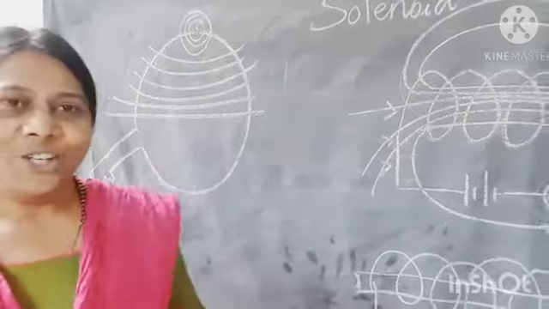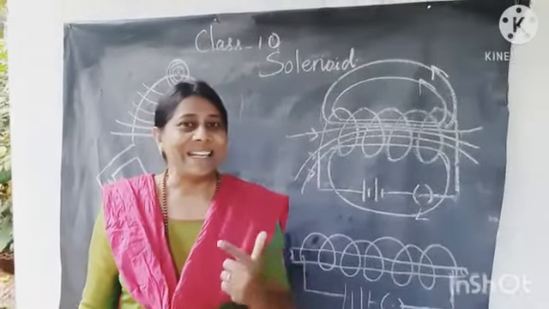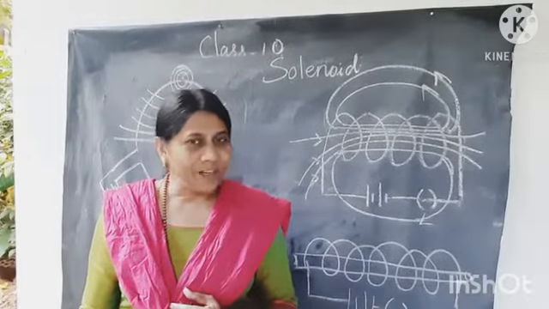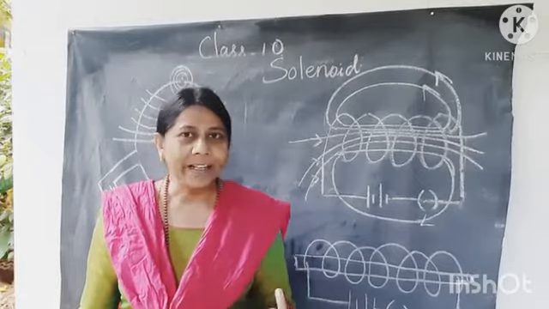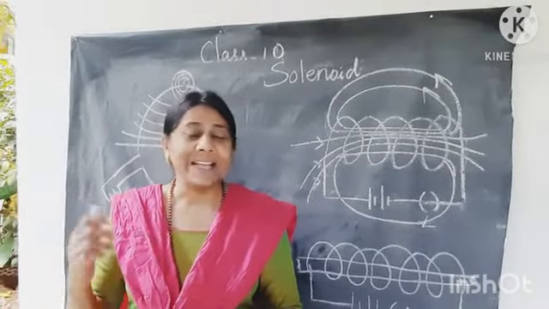Dear ones, today you have learned what the right hand thumb rule and solenoid are, then the magnetic field due to a current in a circular loop.